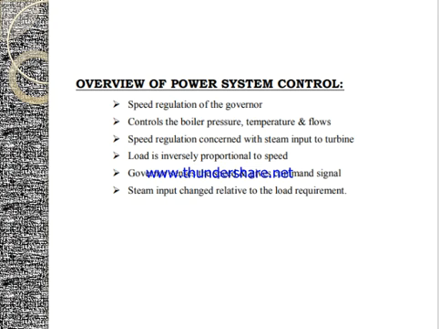The load is inversely proportional to the speed. So based upon this, the control action may take place. The governor senses the speed and gives a command signal. And finally, the steam input will be changed relative to the load requirement. This is how the power system control action takes place.